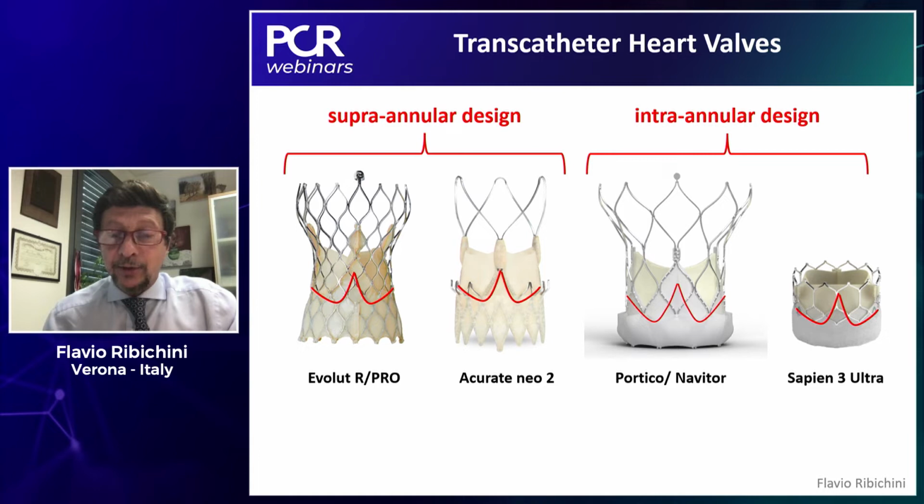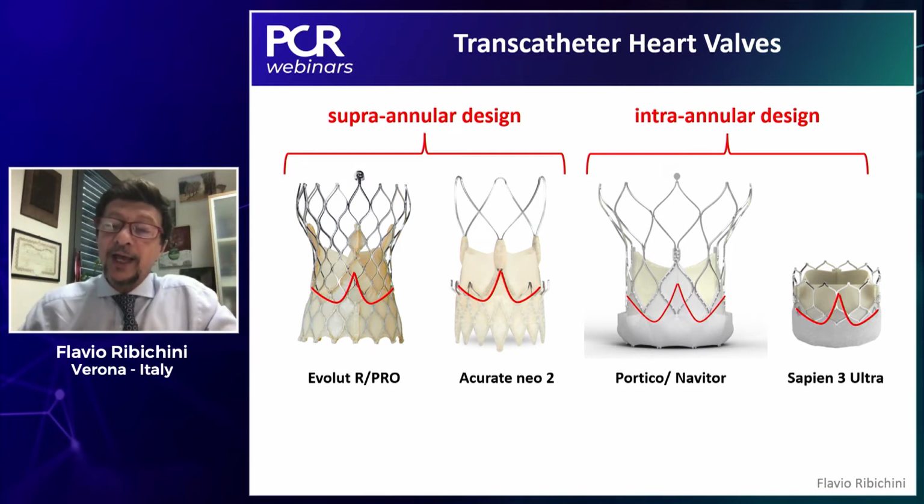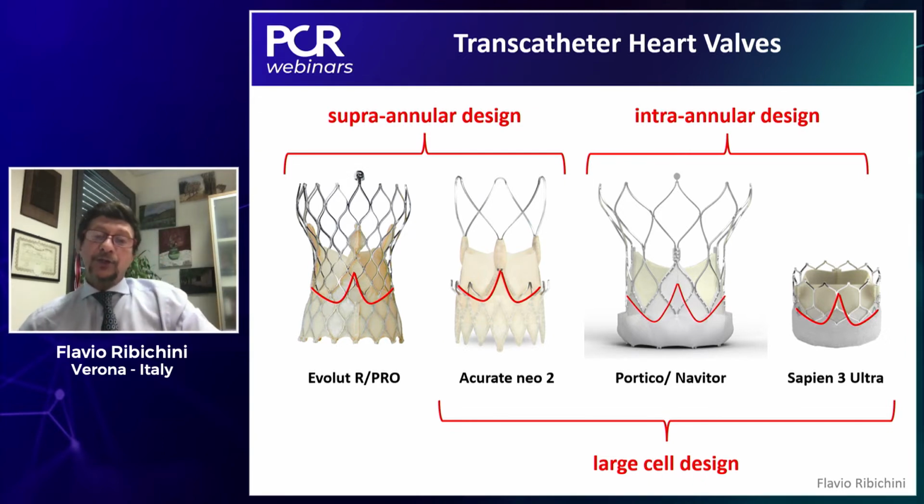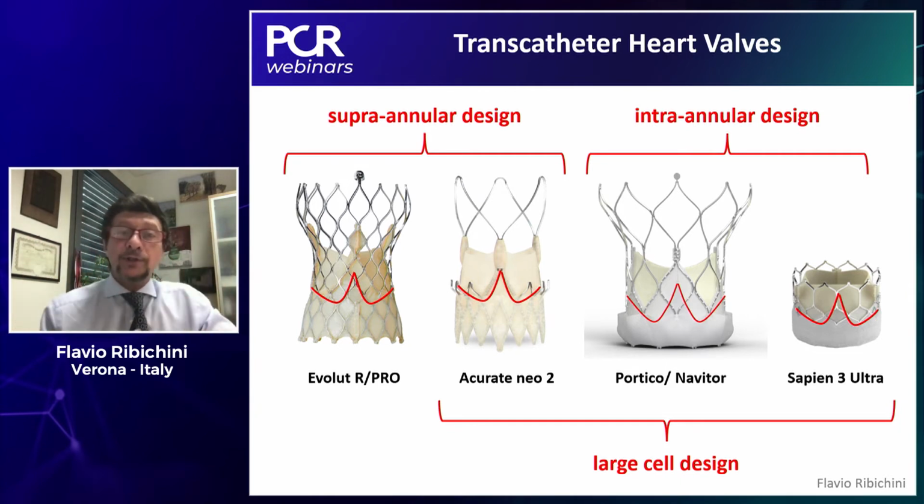And the Portico has another important advantage: you can see how large are the spaces in between the metallic struts. So this makes the engagement of the coronaries through this large cell design self-expandable valve much easier, almost as easy as the Sapien 3. So this is what I wanted to share with you. Have this in mind. Everybody should know this kind of valve, even if you are not involved in the TAVI program, because tonight, you may be called to open one of the arteries of a patient having one of these types of valves.